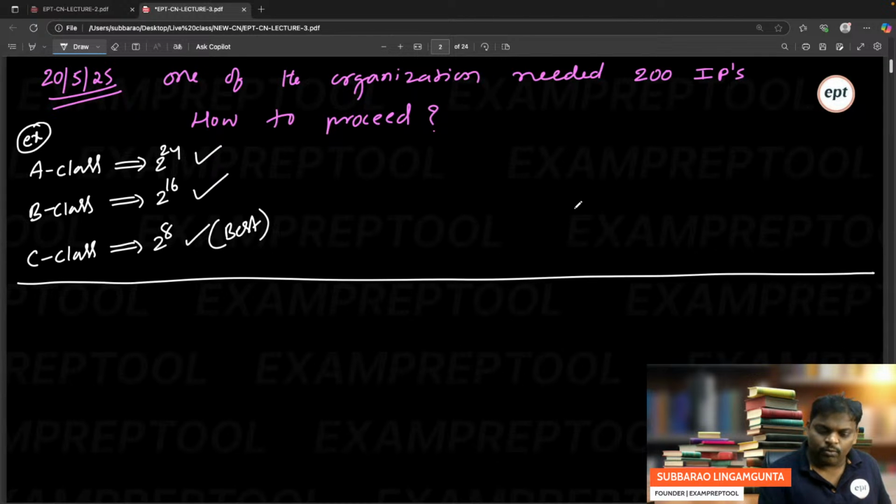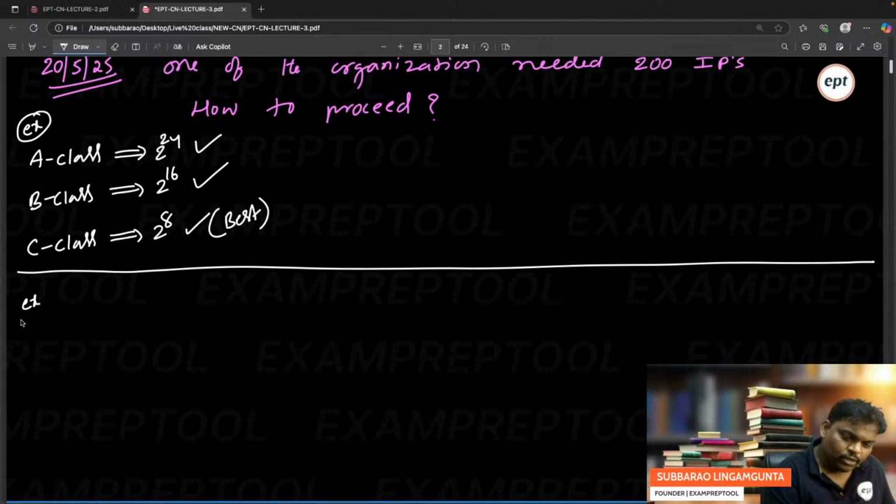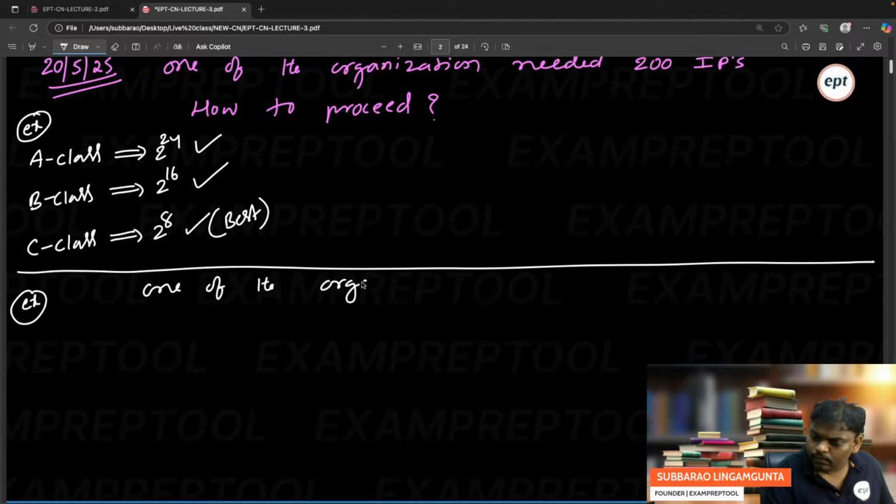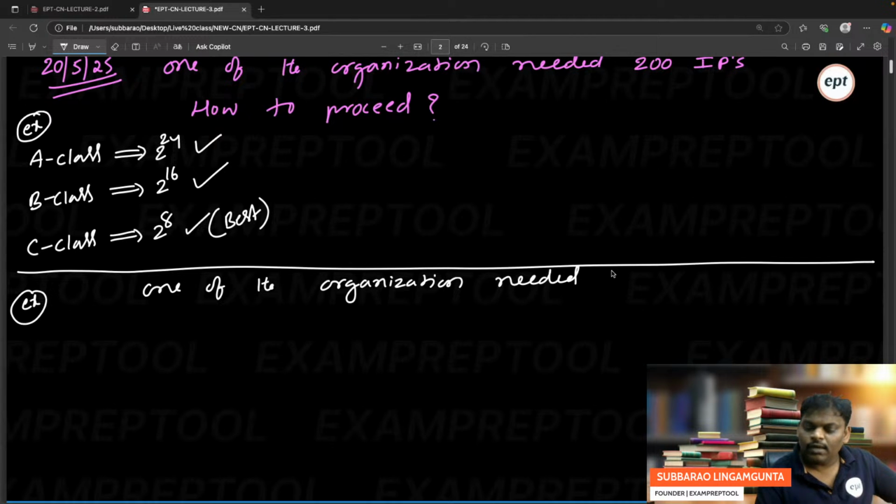Now see one more example. One of the organizations needed 100 IPs, or if you want, I will say 100 hosts. Be careful, everyone. One of the organizations needed 100 hosts. How to proceed?